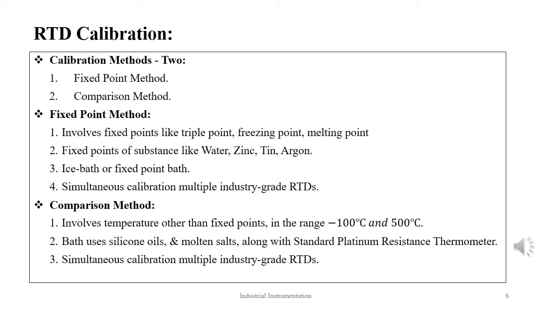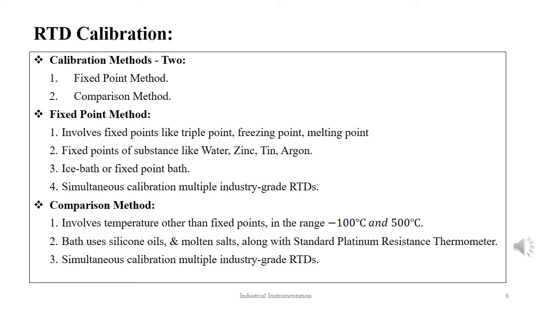In the fixed point calibration method, the device is calibrated for very high accuracy, and the method uses triple point, freezing point, and melting point values of pure substances like water, zinc, tin, and argon to measure the known temperature repeatedly. This method calibrates the RTD, providing an accuracy of plus minus 0.01% and resolution of plus minus 0.001 degrees Celsius. The calibration method involves an ice bath for industrial grade probes, and this method can be carried out simultaneously for multiple RTD sensors.